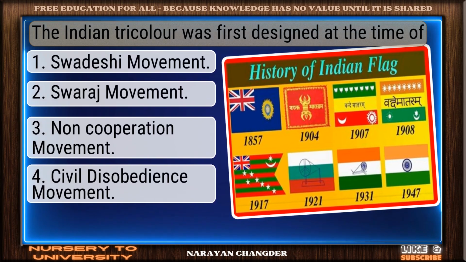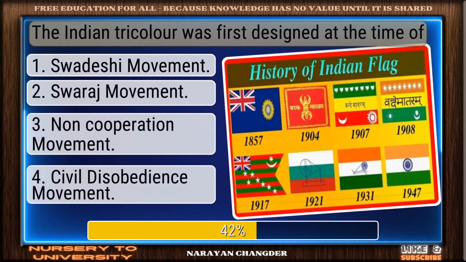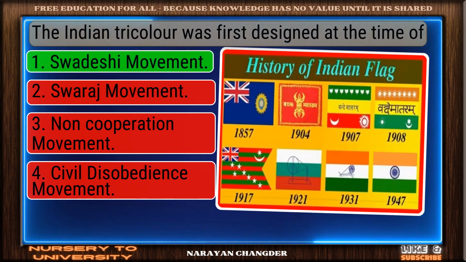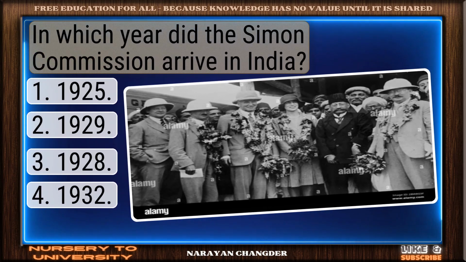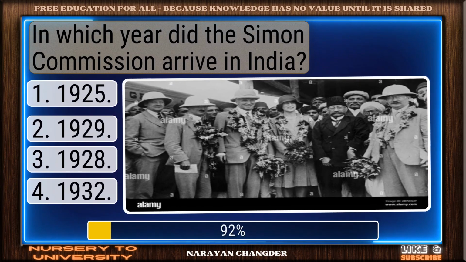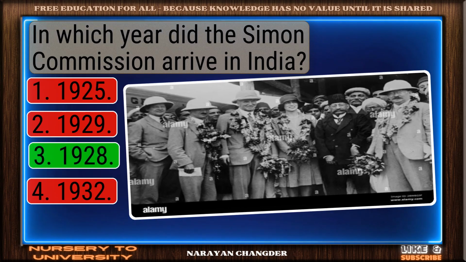The Indian tricolor was first designed at the time of... Sharp thinking. Swadeshi movement is right. In which year did the Simon Commission arrive in India? Clear logic. 1928 is sound.